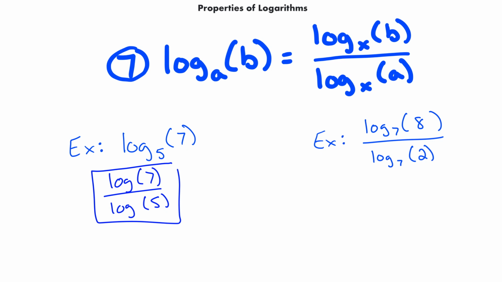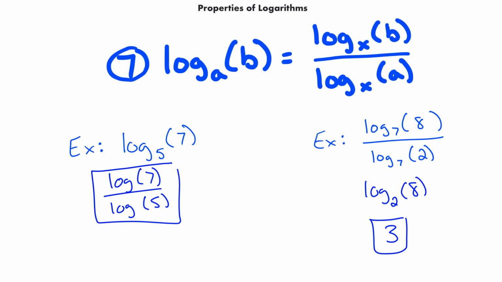If you're dealing with the division of one logarithm by another, like log base 7 of 8 divided by log base 7 of 2, utilizing property 7, I can turn that into a single logarithm, log base 2 of 8. And log base 2 of 8 is asking 2 to what power is equal to 8? It's 2 to the third power.